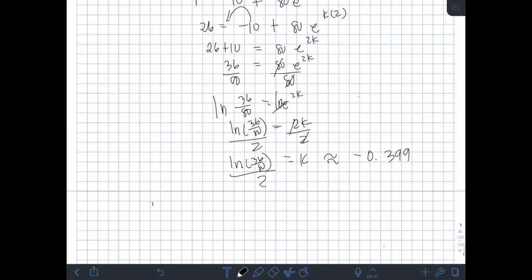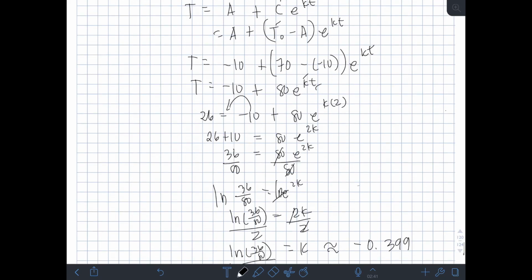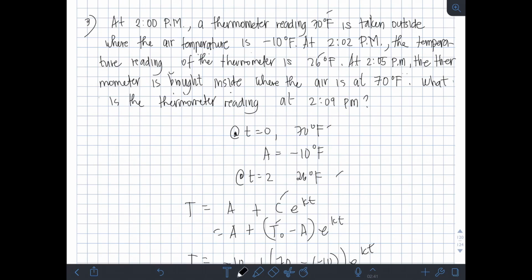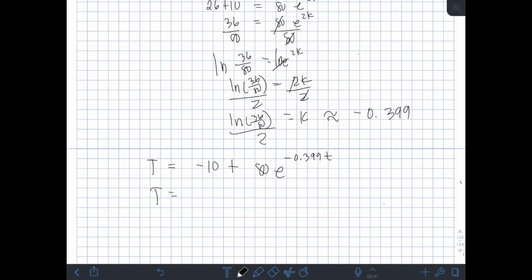Okay? So now we have the equation of the temperature: T equals negative 10 plus 80 e raised to negative 0.399 times T. The thermometer was brought back inside at 2:05, so what is its temperature at 2:05 p.m.? 5 minutes have passed from 2 p.m. So T equals negative 10 plus 80 e raised to negative 0.399 times 5. Using a calculator, the temperature of the thermometer at 2:05 is 0.881 degrees Fahrenheit.